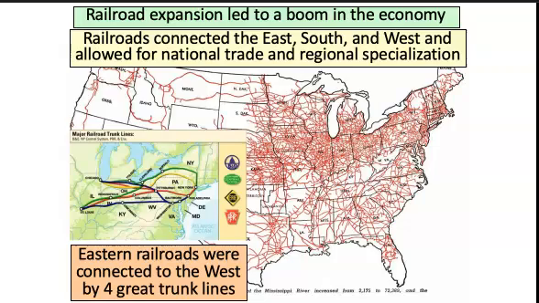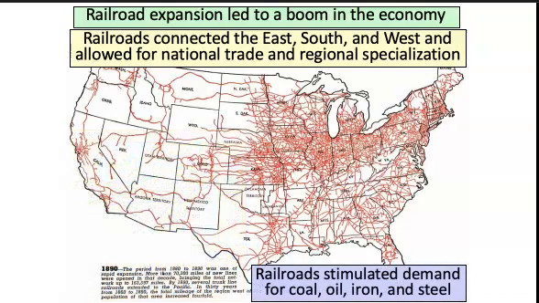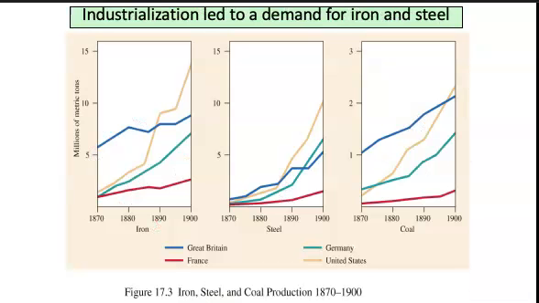And there's the map from 1890. We can see those concentrations of railroads becoming even thicker and thicker across the United States. This is now the 1890 map. And because of this, it stimulates the need for coal, iron, and steel, all of these products that go into making the railroads and building up the cities. And this industrialization leads to a demand for iron and steel.